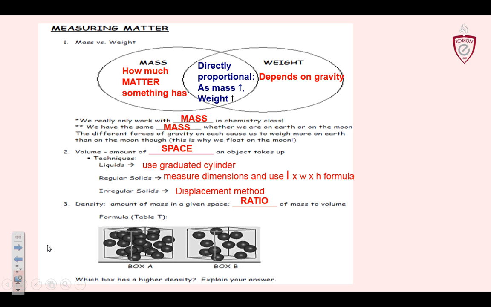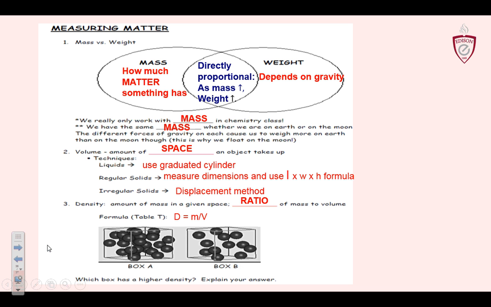Now, density overall is an intensive property of matter. It can be used to identify unknowns, and it depends on the mass in a given space. It's the ratio of mass to volume. The formula from our Reference Table T is density equals mass divided by volume.